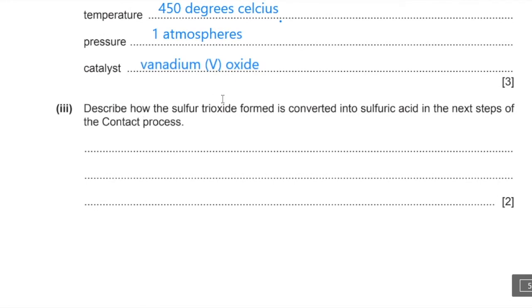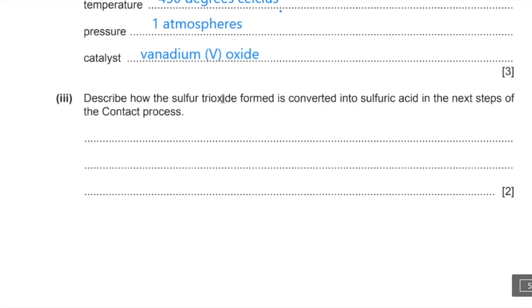Describe how the sulfur trioxide formed is converted into sulfuric acid in the next steps of the contact process. Alright, sulfur trioxide reacts with sulfuric acid to form the compound oleum, which has the formula H2S2O7, and then that oleum reacts with water to form sulfuric acid. You don't need to write any of the equations over here since it's not asked in the question.